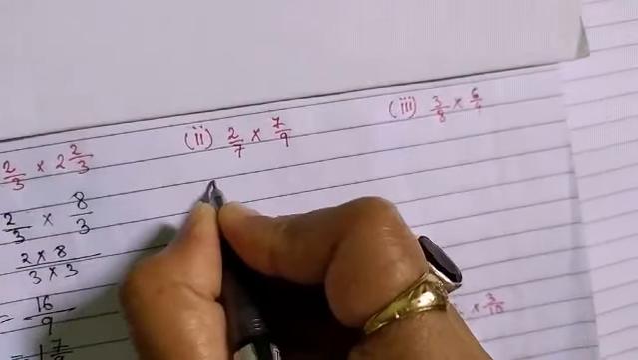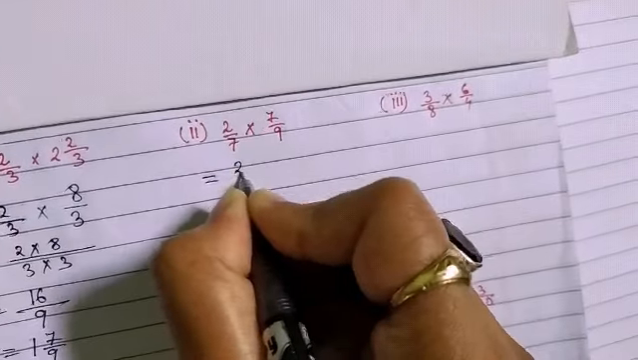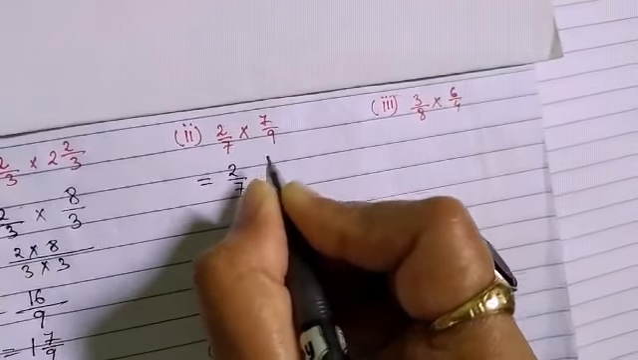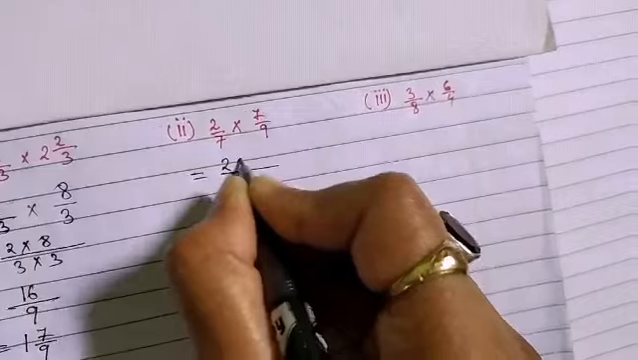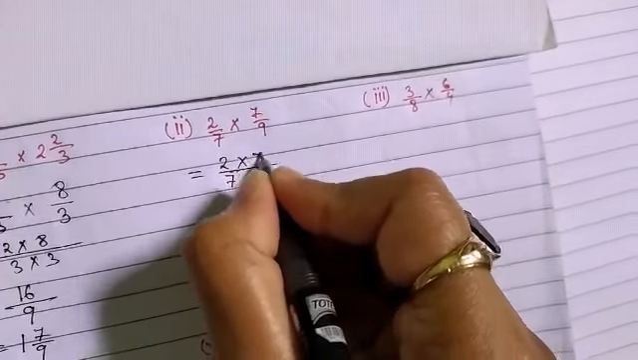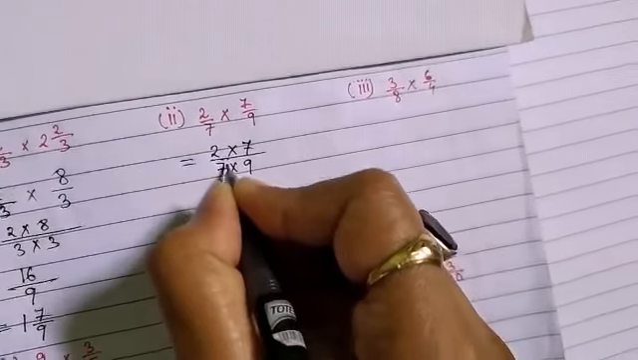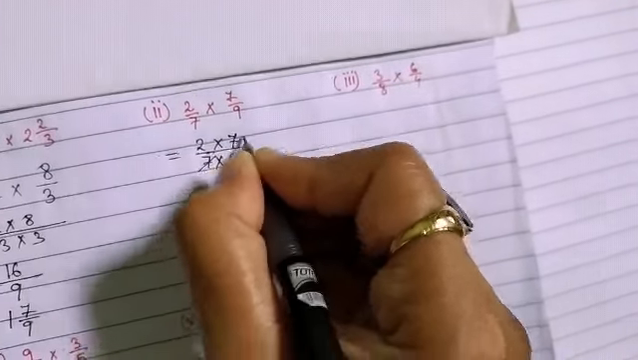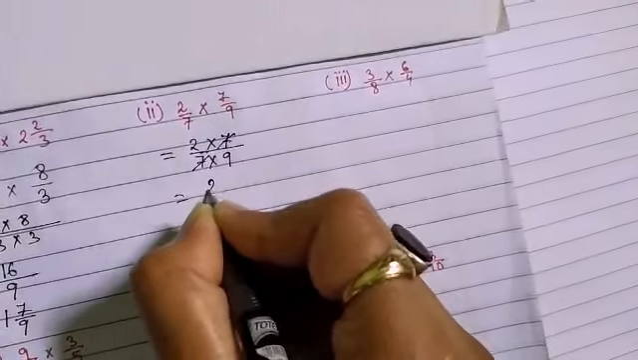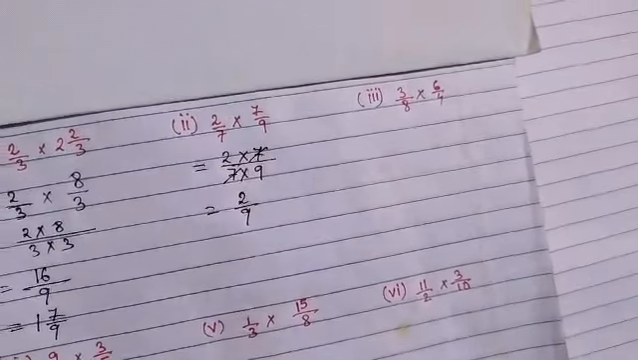Next, number 2. 2 by 7 into 7 by 9. So product of numerator and product of denominator. Then here this 7 and this 7 can be cut. So what is left? 2 by 9. This is the answer.